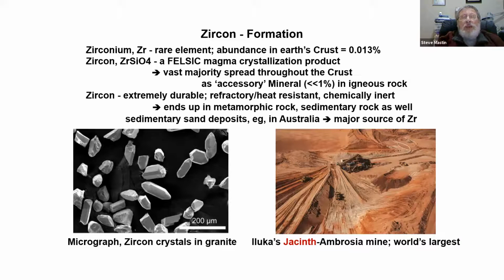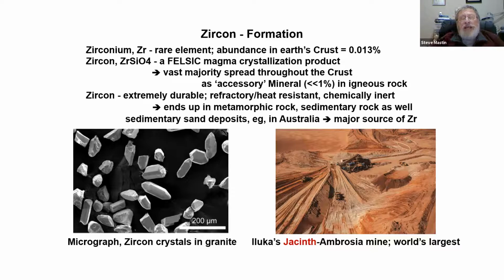to sort of complete the picture that I just presented, if you look on the lower left, those little tiny crystals are what zircon looks like in granite. And the size of those crystals is about the width of a human hair. And on the right side, you can see a picture of the world's largest zirconium mine. And it's called the Jacinth Ambrosia mine, and it's near Perth in Western Australia. And you get some idea of the size by looking at the huge pieces of equipment that are dwarfed in that picture.